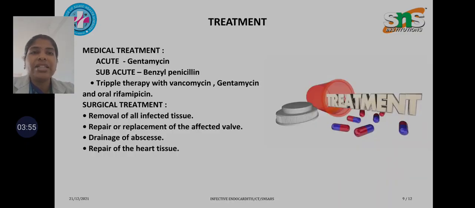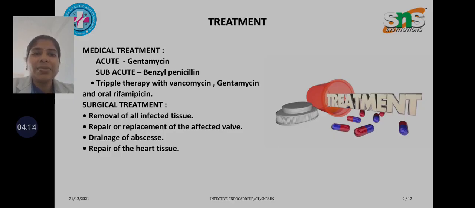And finally, treatment: initially medical treatment is done, that is, for acute cases gentamicin antibiotic, or for subacute cases benzyl penicillin was given, and triple therapy with vancomycin, gentamicin and oral rifampicin.